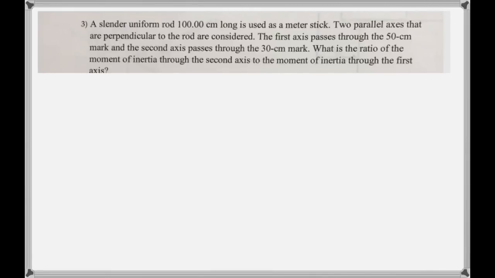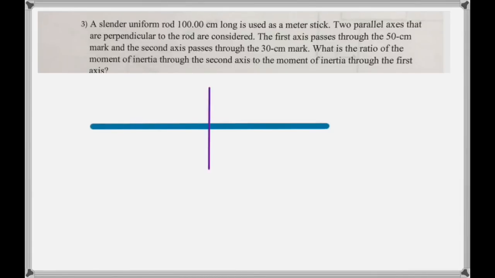In question number 3, a slender uniform rod. Slender means thin. So it's a thin uniform rod, 100 centimeters long, and it's used as a meter stick, and 2 parallel axes that are perpendicular to the rod are considered. The first axis passes through the 50 centimeter mark, and the second axis passes through the 30 centimeter mark. What is the ratio of the moment of inertia through the second axis to the moment of inertia through the first axis?